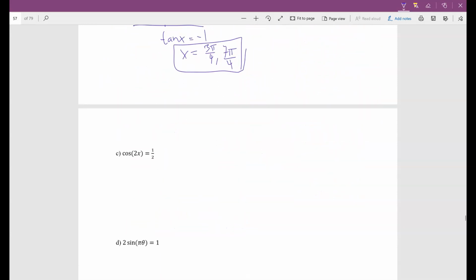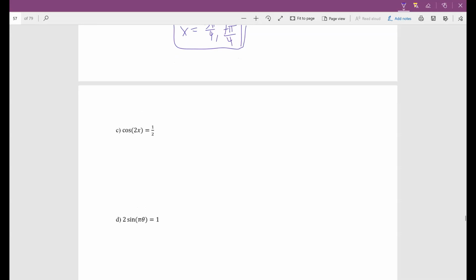So I'm going to go ahead and solve these generally, and then we're going to plug in values for the k values until we get all the values from 0 to 2 pi. First, let's start off by taking the inverse cosine. Let's get rid of the cosine by taking cosine inverse. So that's going to go away, and I'm left with 2x is equal to the cosine inverse of 1/2.